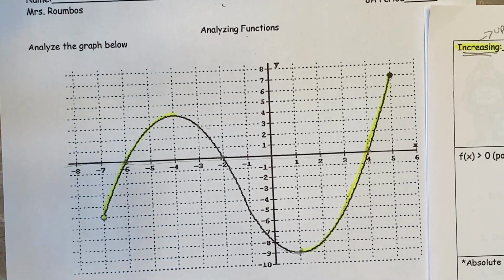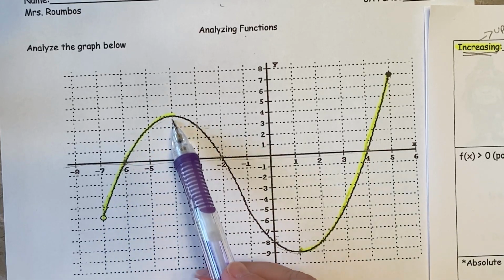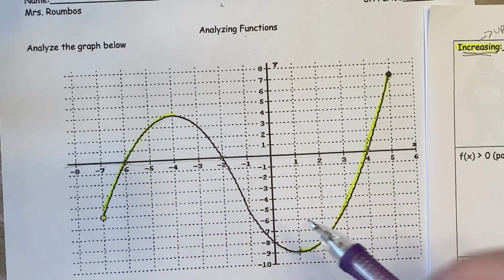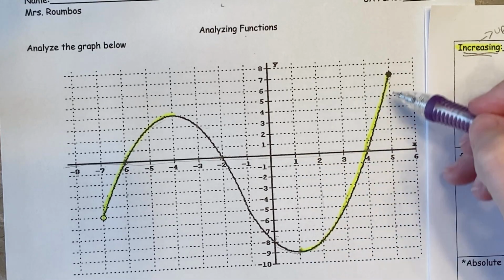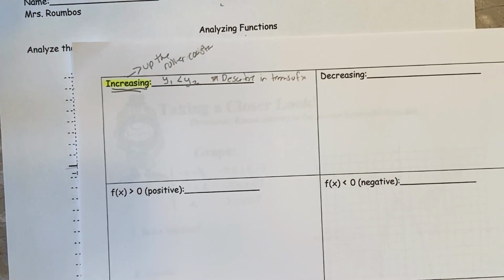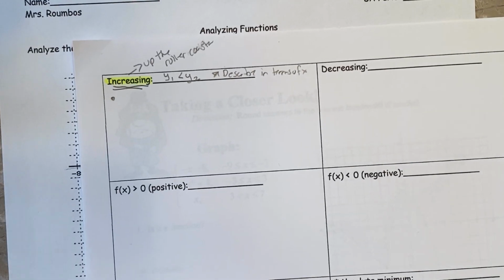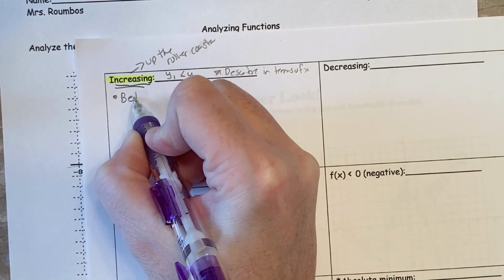Where did this part start for the x? That started at -7. And then this part went to what? It went to -4. And then this was from 1 to 5. Notice I'm looking at all the x values. That's how I'm describing it. There are 3 different ways that I have to teach you how to write this, because one way is not good enough. So the first way is in words.